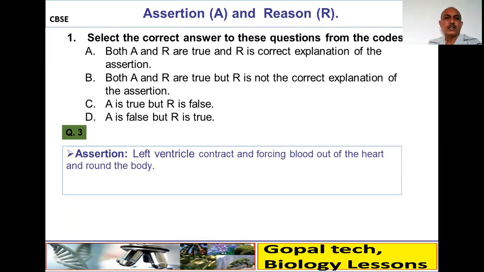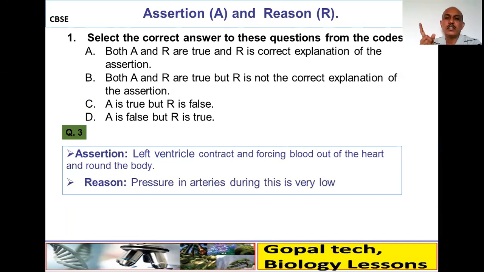Third, assertion: left ventricle contracts, forcing blood out of the heart and around the body. Reason: pressure in arteries during this is very low. Pause the video, write the answer, check it. Yes, the correct option is C, because A is true and R is false.